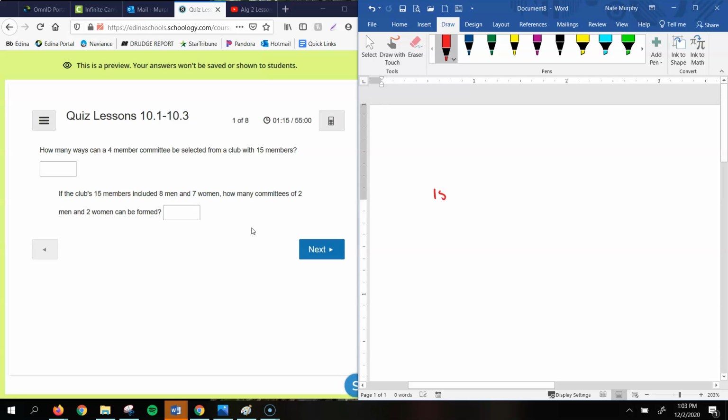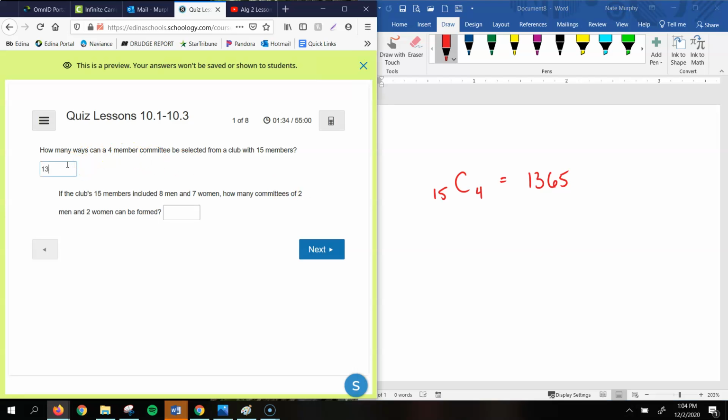Okay, so we have 15 members that are going to be in this club, and we're going to create a committee out of 4 of those members. So it'd be a combination of 15, and we're going to select 4 of them. So our answer for that would be 1,365. So that's what you put in for that first answer, 1,365. Now the second part is being more specific.